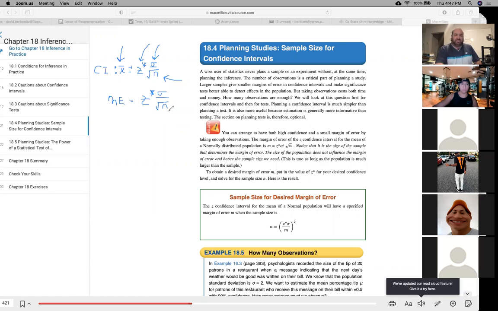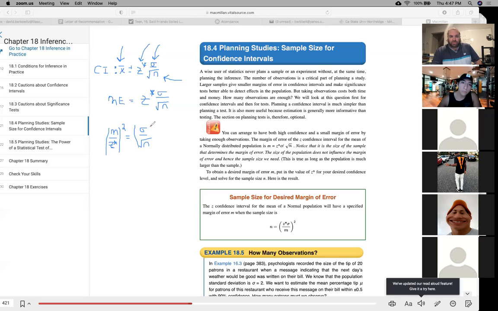Well, mathematically, it's not very complicated. We just solve for n. The first thing we're going to do is take the margin of error and divide by Z star. So you get m over Z star equals sigma over the square root of n. Correct? Yes? And then we're going to square both sides.